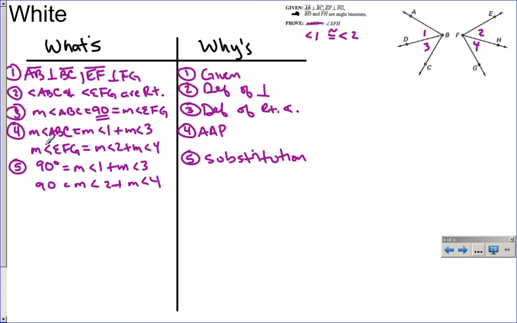But as you guys are getting to be more advanced proof writers, certainly you'll see that's not always the best thing to do. So let's go ahead and put our second given in. We have 2 bisectors, angle bisectors, DB and FH.